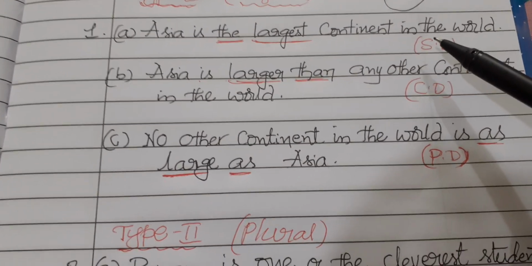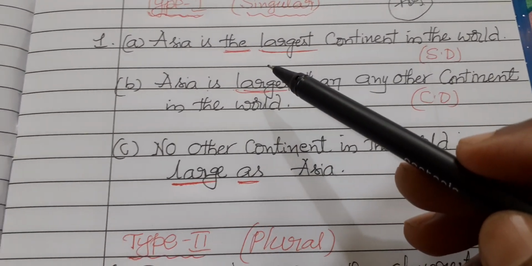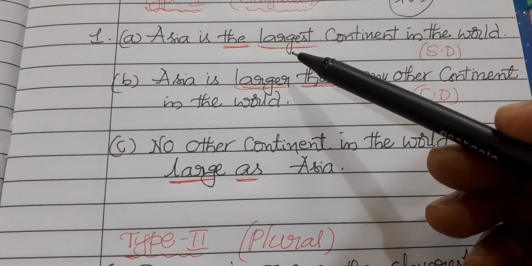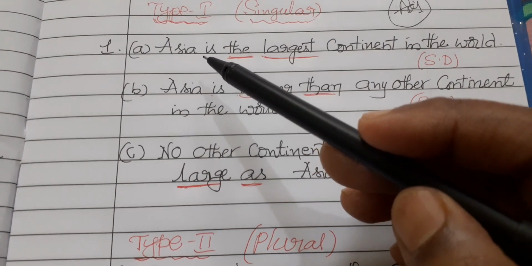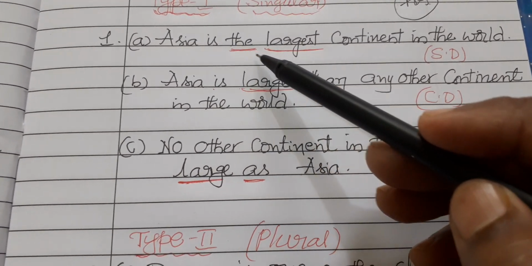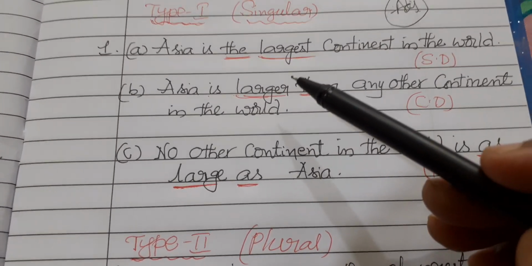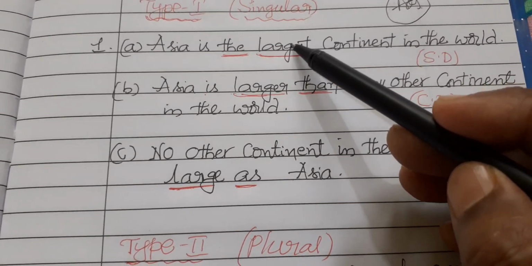Of all the five continents, Asia is the biggest one, Asia is the largest one. So where is the adjective here? Largest, with st. So this is the superlative degree.